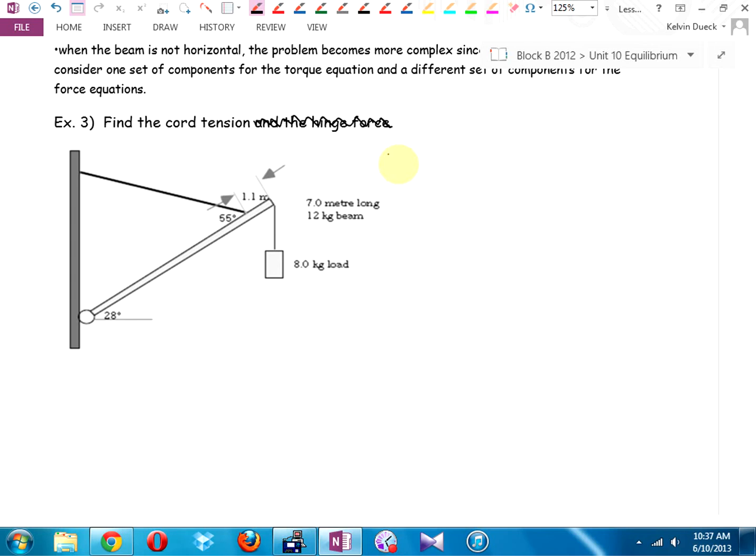And I can tell you from experience, even though this diagram looks really big to you guys, it's going to be too small, and you have lots of room on this page. To the right, draw yourself a nice long beam. Trust me. We are going to put the pivot right there.